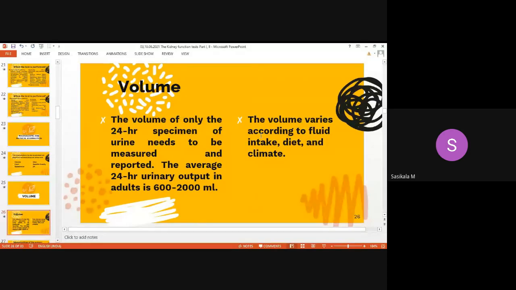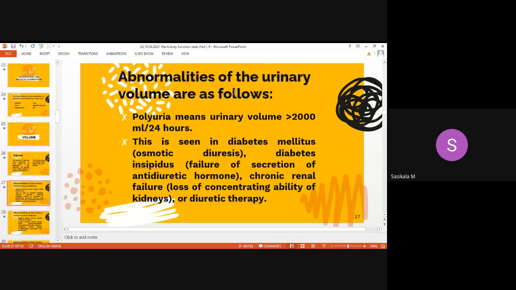But we have to look at abnormal output of urine, which is monitored for diagnosing some diseases. Then let's see abnormalities of the urinary volume. If the urinary volume varies from the normal range, what are the abnormalities that will be observed?